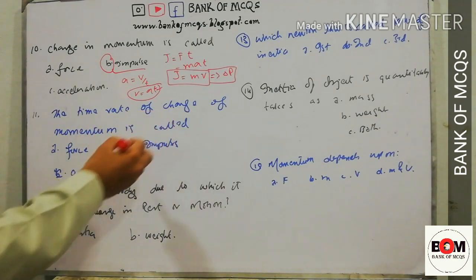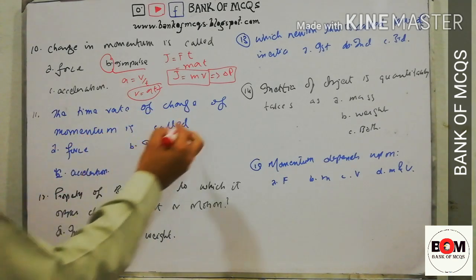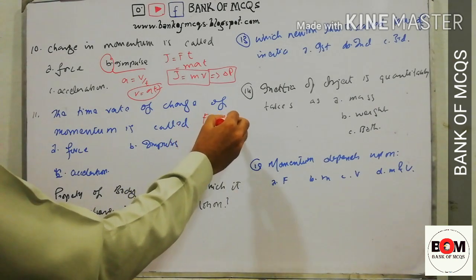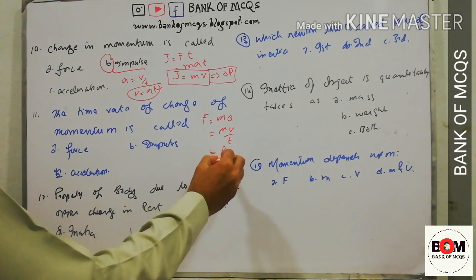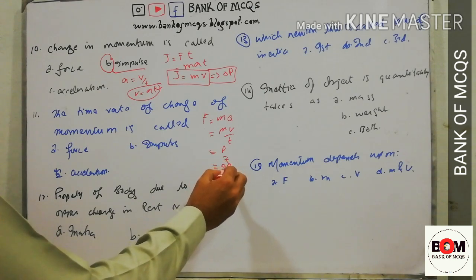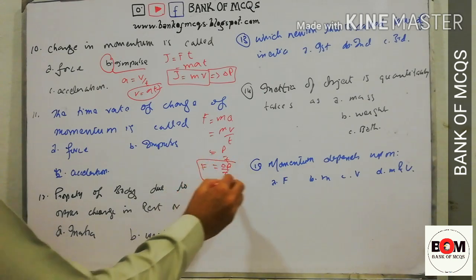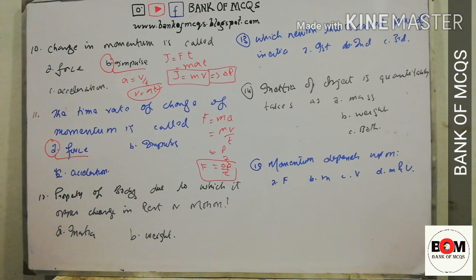Now, the time rate of change of momentum is called force, impulse, acceleration or what? We know that F is equal to ma, where a is equal to v divided by t, so F is equal to mv by t, which is P by t. So the time rate of change of momentum is called force. So option A is correct. Property of a body due to which it opposes change in rest or motion is inertia, weight, torque or anything. According to Newton's first law, due to the mass of the body, it resists change in its motion; it opposes change in its rest or its motion.